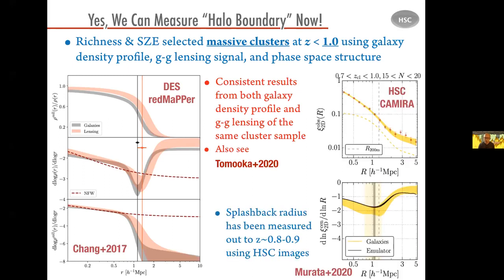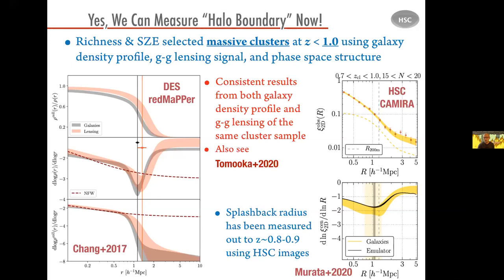The second work I want to mention is by Murata in 2020, using the deep HSC imaging survey and a different red sequence cluster finder, CAMIRA. What's special here is that using deep HSC images, the splashback radius can now be reliably measured out to redshift 0.8 to 0.9 for massive clusters. So these are great. Now we can say we actually can measure the halo boundary.